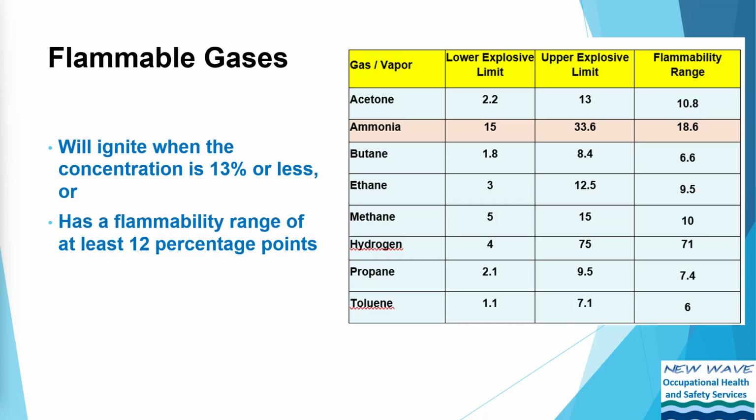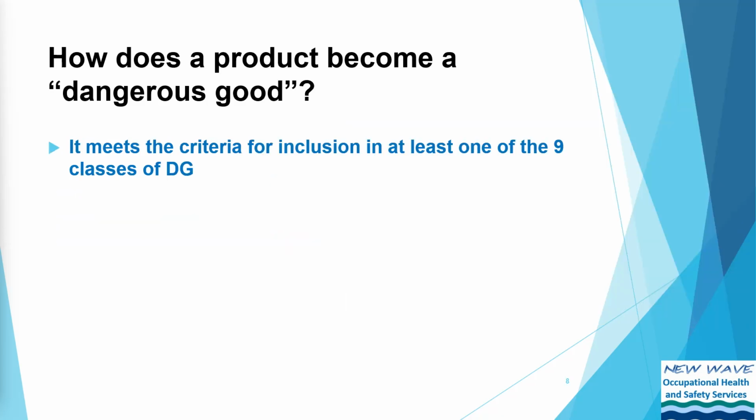True, ammonia will not ignite at 13%, but looking at the right-hand column, the flammability range, ammonia's flammability range is 18.6%, well above the 12% required by the regulations. Thus, ammonia is a Class 2.1 flammable gas. And that's how our product becomes a dangerous good. You compare your product against a list of criteria, and if it meets any of them, it is a dangerous good. So that's one way to become a dangerous good, meeting the technical criteria. But as mentioned earlier, there's a second way.